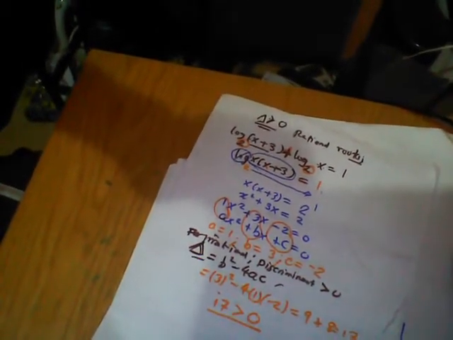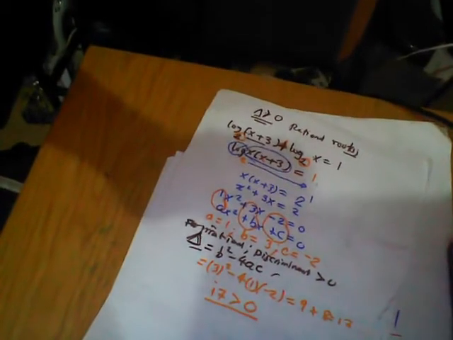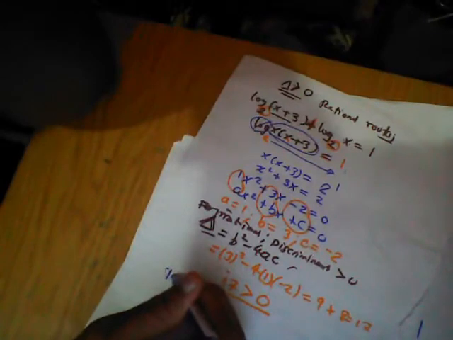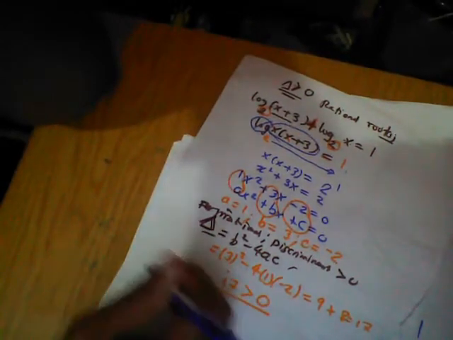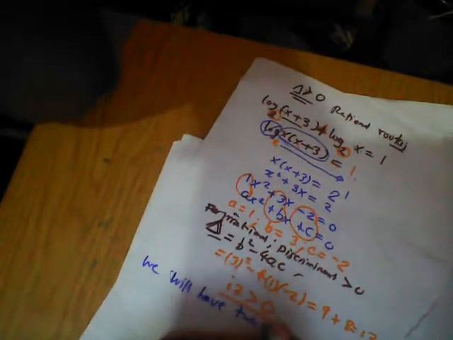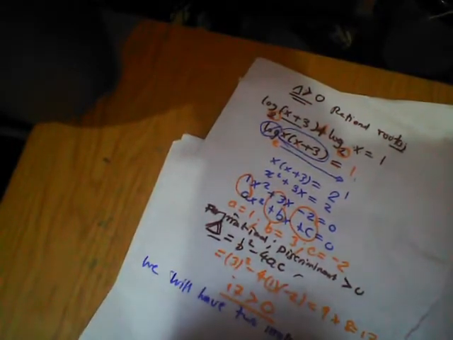So if this 17 is greater than 0, then in that case, 17 is greater than 0, and yes, you're going to have 2 irrational roots. That's how we say it: since 17 is greater than 0, we'll have 2 irrational roots.